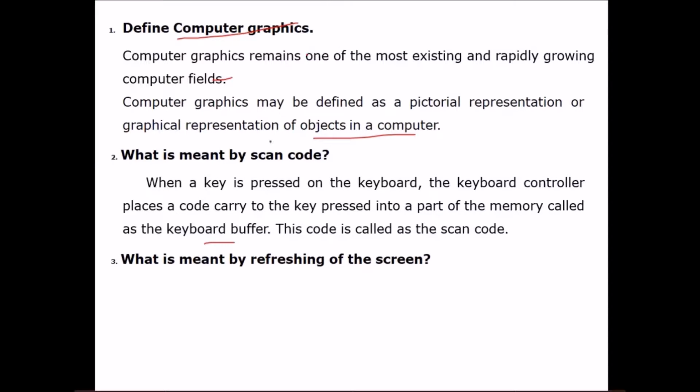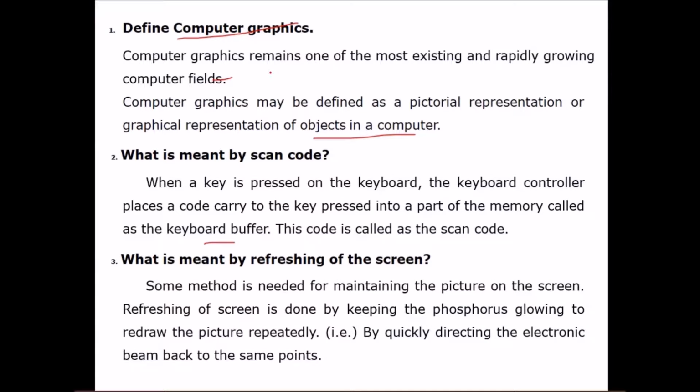What is meant by refreshing of the screen? Some method is needed for maintaining the picture on the screen. So refreshing of the screen is done by keeping the phosphor glowing to redraw the picture repeatedly, that is, by quickly directing the electron beam back to the same points.